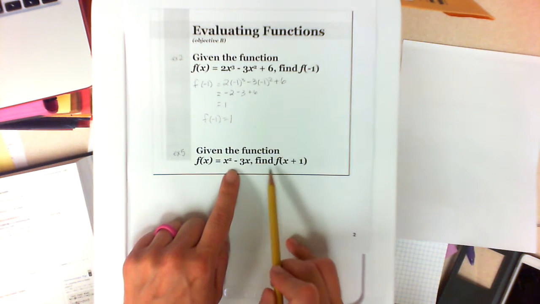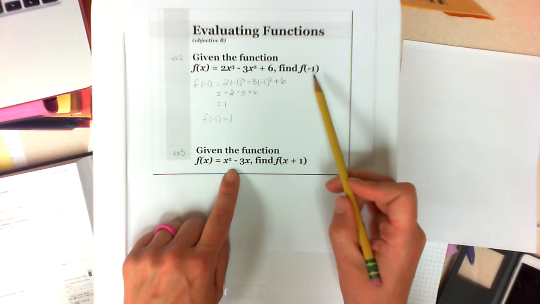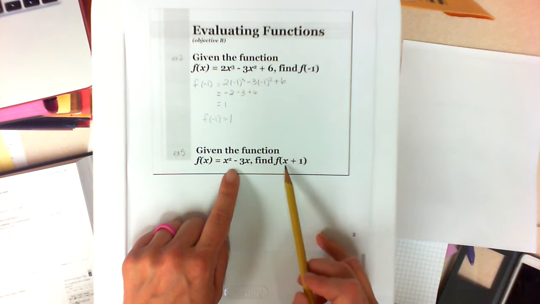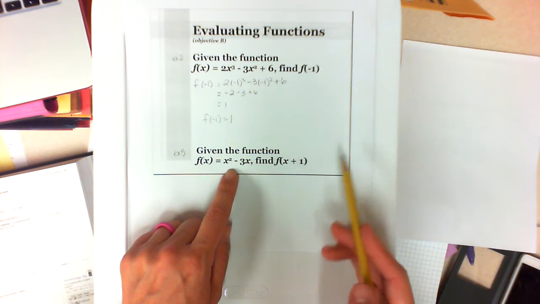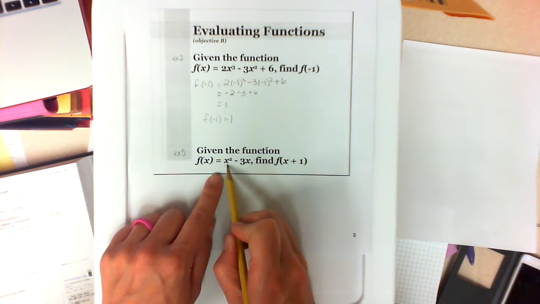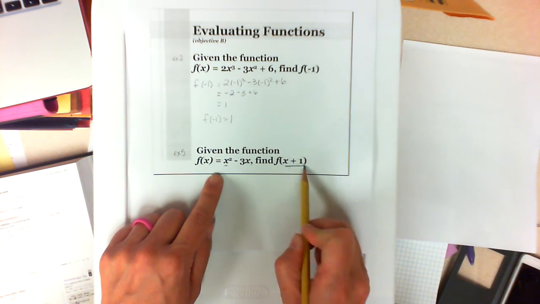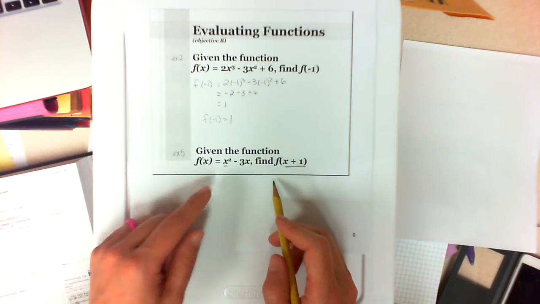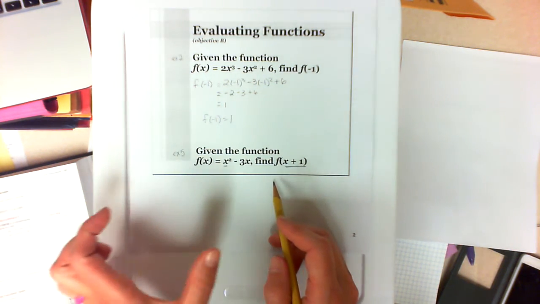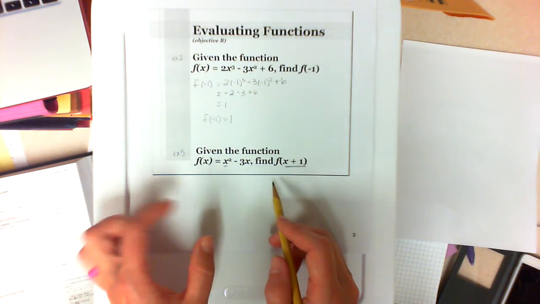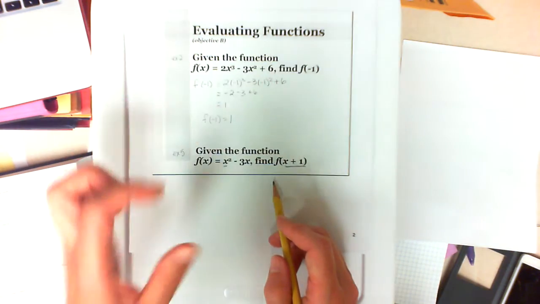This is another input. Instead of just having a number -1, we also could put an expression in. So x plus 1 is an expression. We could plug that in. So wherever you see x, we're going to plug in this whole thing, x plus 1. Going back to what your textbook did, if you think of it as like a little space holder, you're going to plug this expression into the space holder.